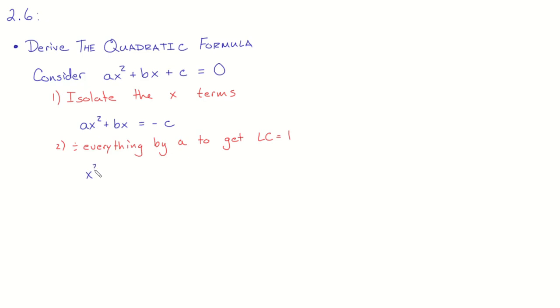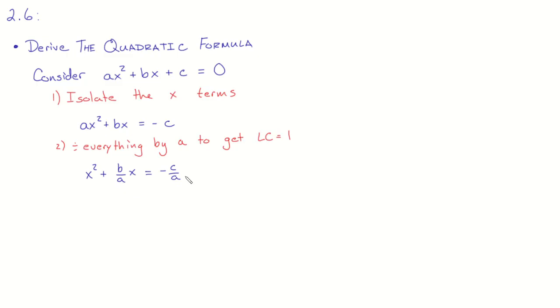X squared. What's bx divided by a? So I could write it as bx over a. Can I just write b over a x? Okay? Equals, if I divided everything on the left by a, everything on the right must have got divided by a as well. Negative c over a. Super important. If we get questions, ask them right then and there, immediately. Cool. Everybody cool so far?